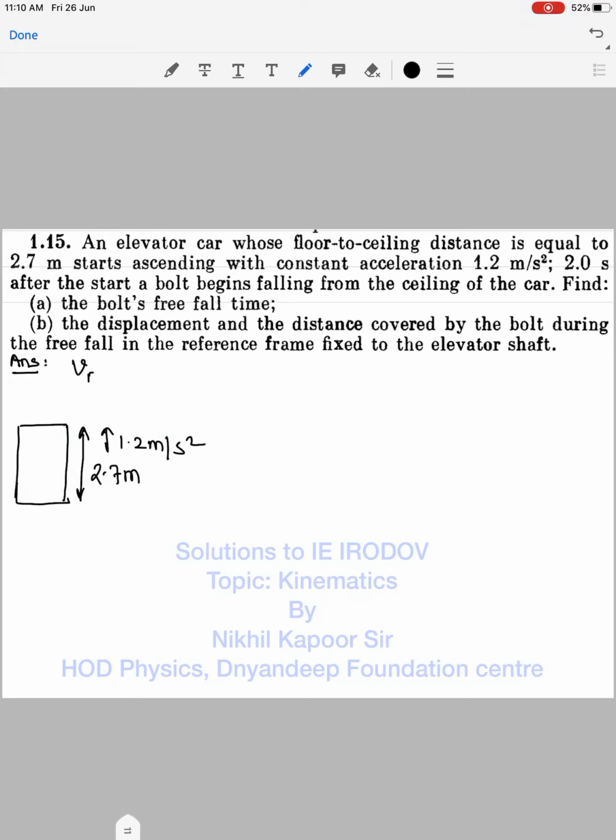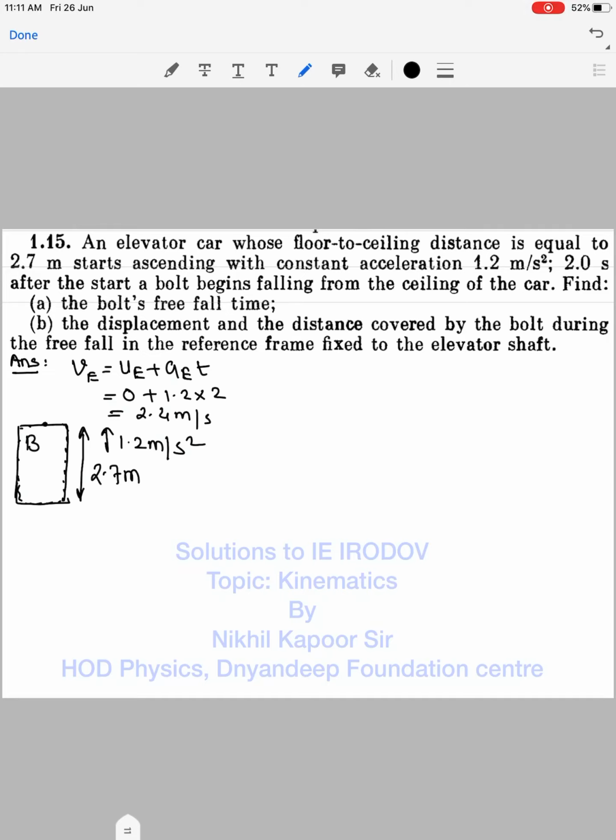So obviously it is starting from rest. So the elevator has achieved velocity v is equal to u plus at, that is for elevator. So initial velocity is 0. This is 1.2 into 2, 2.4 meter per second. So at t equal to 2 second, the elevator is having a velocity of 2.4 meter per second. So everything in contact with the elevator or at rest with respect to elevator has this velocity.